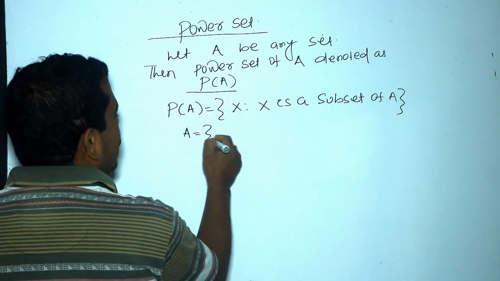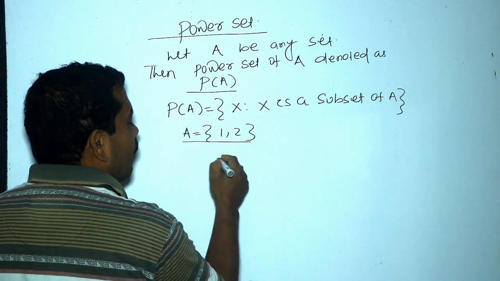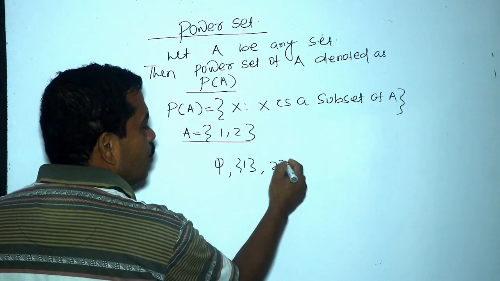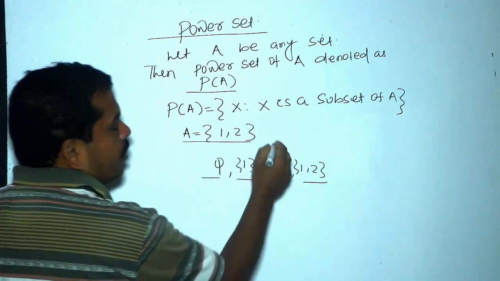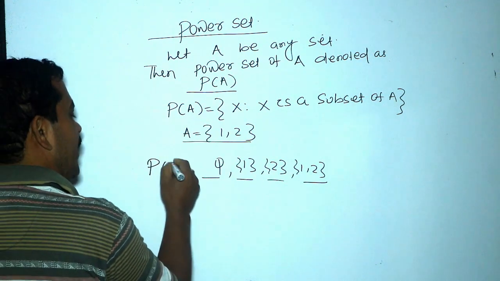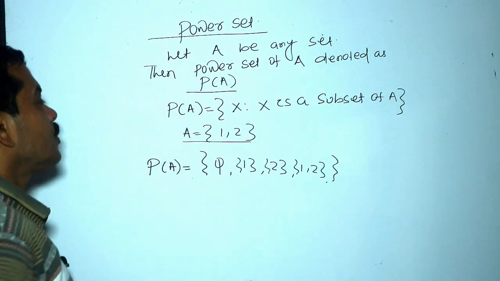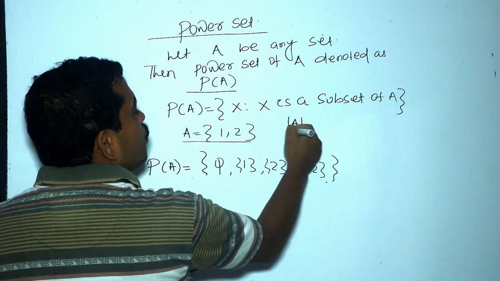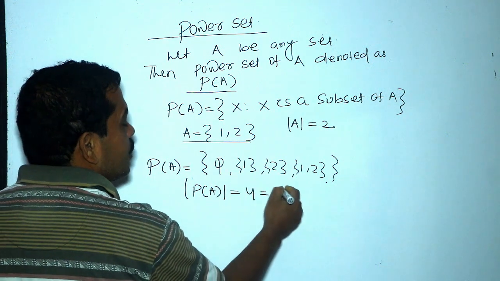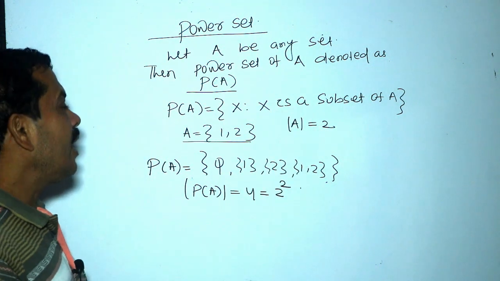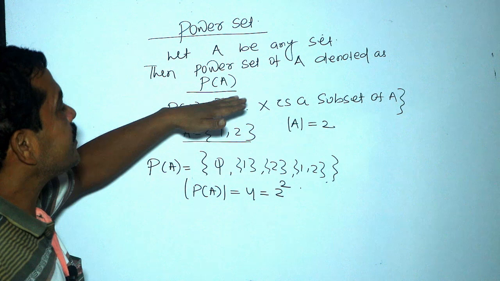Suppose set A contains elements 1, 2. Then its subsets are phi, {1}, {2} and {1, 2}. These 4 are subsets of set A. Then the power set of A is the collection of all subsets of set A. So here the cardinality of A is 2, but the cardinality of the power set of A is 4, that is 2 to the power 2. This is the power set, or collection of all subsets of a set A.